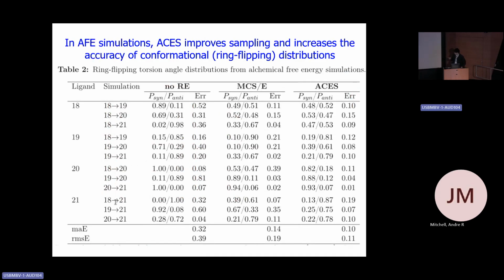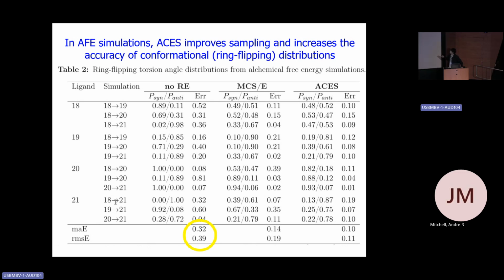Further, we compare different protocols using ACES and some others. For this column, I'm showing the no RE, which means no replica exchange, but the enhanced sampling region was still that azo ring. Now, we compare all the alchemical transformations. It is a dense graph. Each ligand is involved in 3 edges, and the mean absolute error of the torsion distribution for each ligand would be over 0.3.